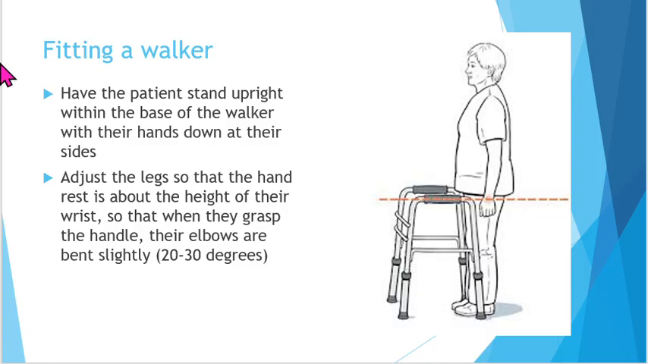To fit a walker, it's not too different from the crutches. You just have your patient stand upright within the base of the walker, and then have their hands down at their sides. So you would adjust the leg so that the hand rest is about the height of their wrist, so that when they grasp onto the handle, their elbows are bent slightly, about 20 to 30 degrees.